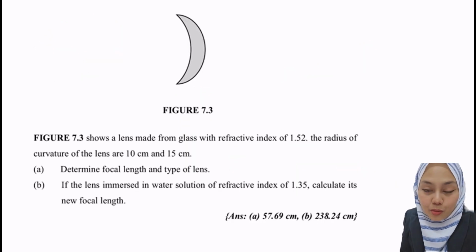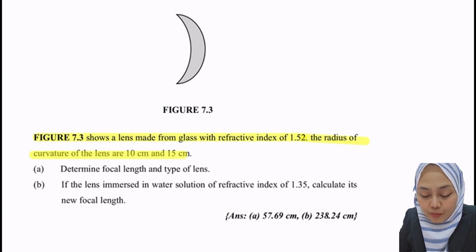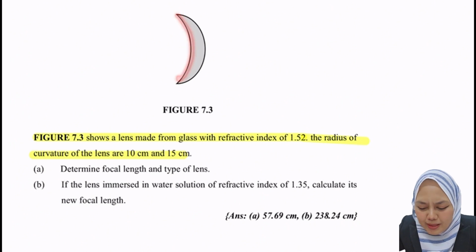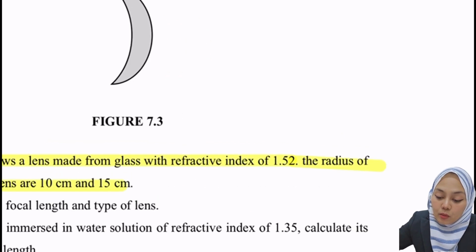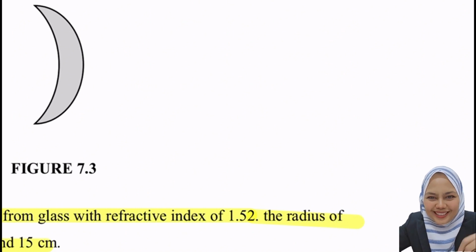Let's take a look at this question. Figure 7.3 shows a lens made from glass with a refractive index of 1.52. The radii of curvature of the lens are 10 centimeters and 15 centimeters. We do not know which is which, maybe it's this one 15, or maybe this one is 10. So we are going to sketch so that we can see which is which.